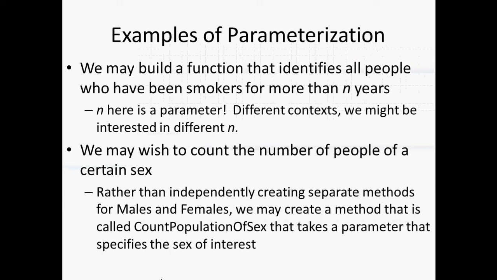Alternatively, maybe we have a function that identifies all people who have been smokers for more than n years, where n is a parameter. It's an argument that we would pass to the function. In different contexts, those who have been smokers for more than 1 year, or for more than 10 years in other contexts. Or we want to count the number of people of a certain sex. We give it the group and we give it the name of the sex we want to look for, and it will count the number of people of that sex.